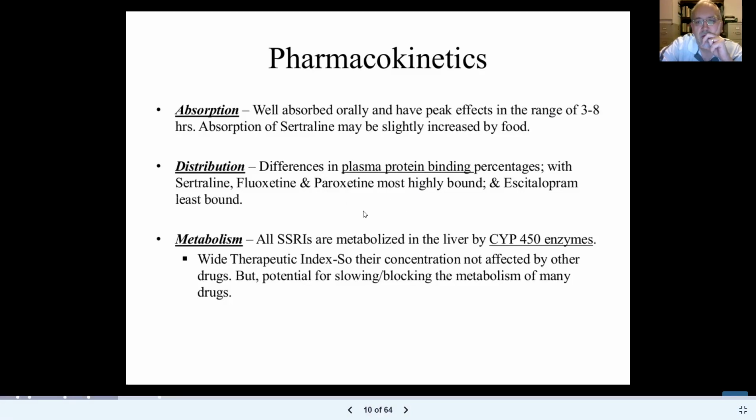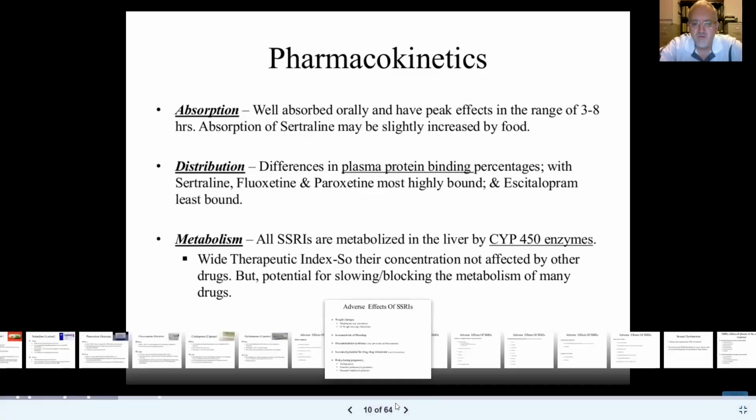It is distributed throughout the body through plasma protein binding. We don't need to go into detail about that, but the idea that how the medication is distributed throughout the body is important is what I want you to take from this. And it's metabolized in the liver. So that's why it's very important for someone on an SSRI to have their liver enzymes checked on a regular basis.